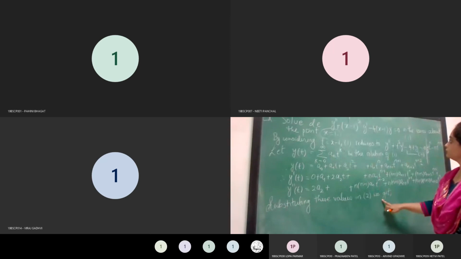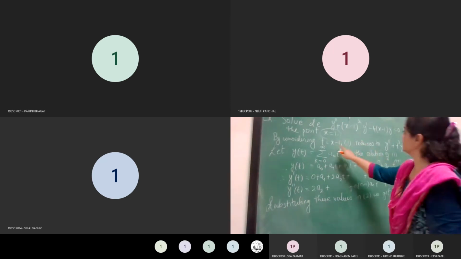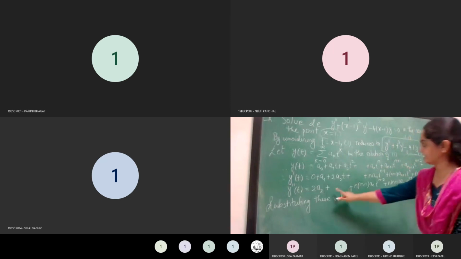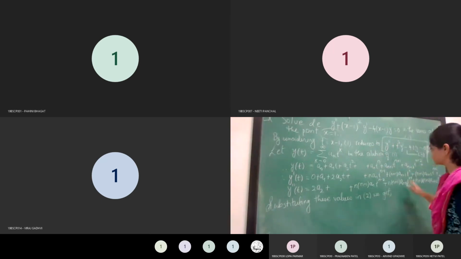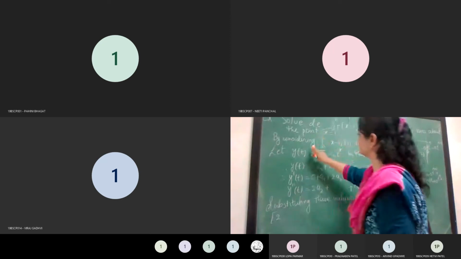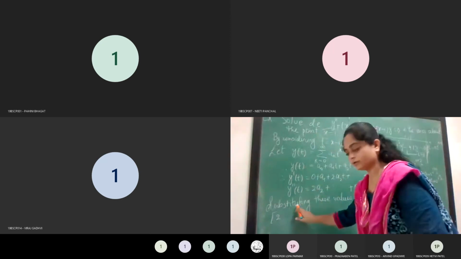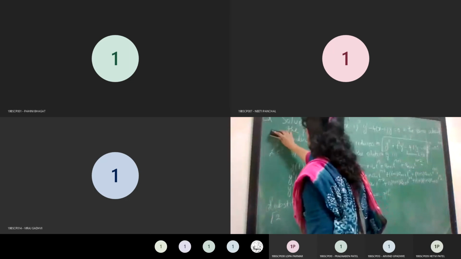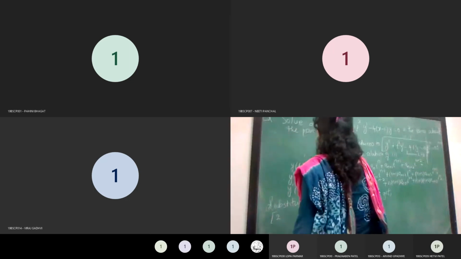Substituting these values in 2, what we will get? So here it is 2. So y double dash first. So y double dash means it is this one. So let me write in this bracket first. I am writing it over here because you won't be able to see the line below. So I am removing the first 2 lines.